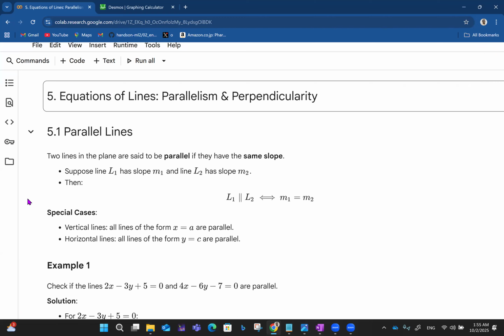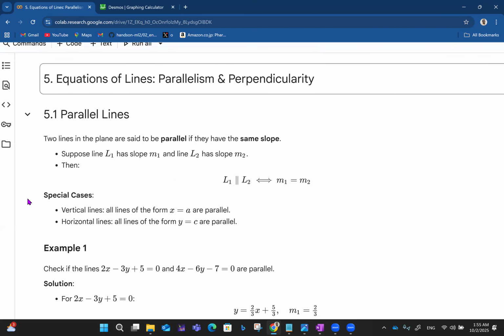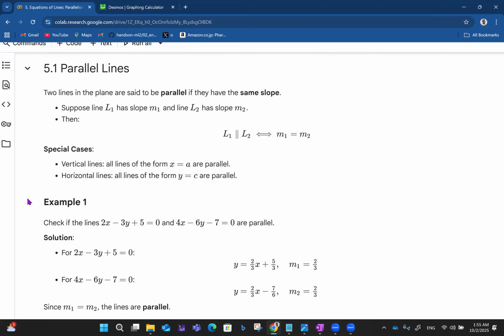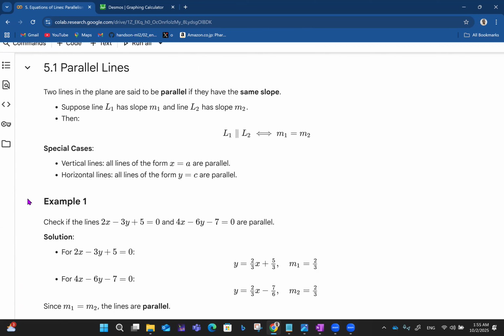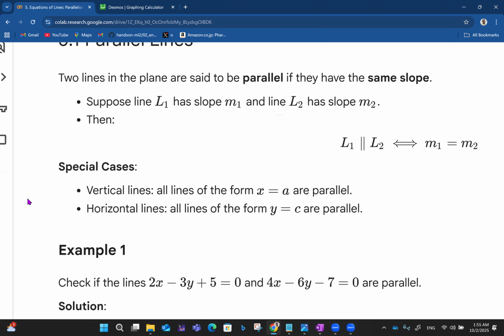Of course, when we talk about parallelism and perpendicularity, we want to look at what makes two lines parallel and what makes them perpendicular, and then we can use that to take care of some other issues.